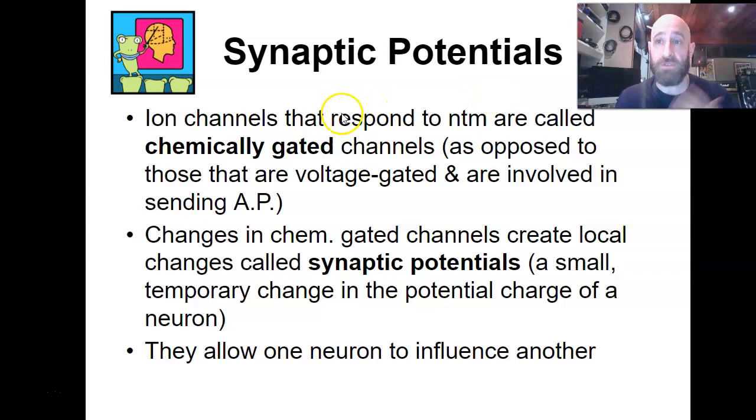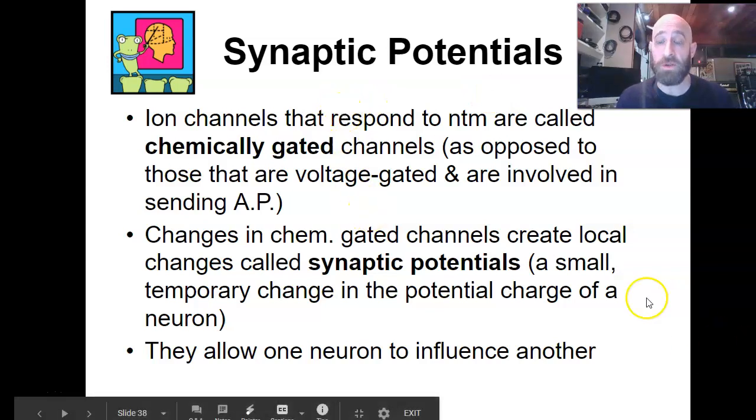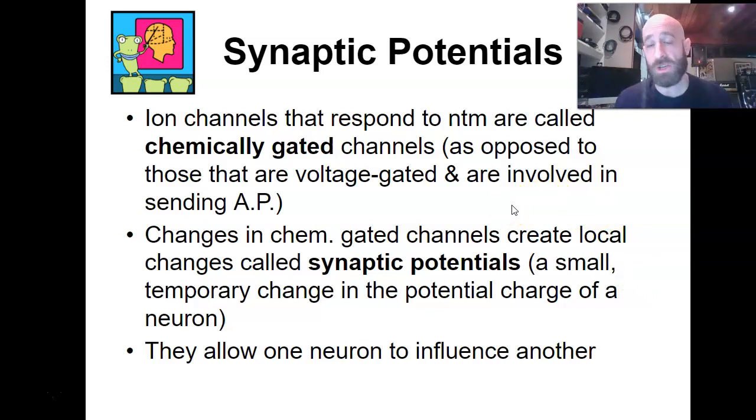So basically, if you go back to earlier on in this unit, I mentioned that there's different types of channels, right? We have different types of gates. We have ligand-gated channels and we have voltage-gated channels. Voltage-gated channels open when there's a change in the membrane potential. So if it's negative and it switches to positive, that change in potential causes the change of the protein to shift, and that opens up the channel.